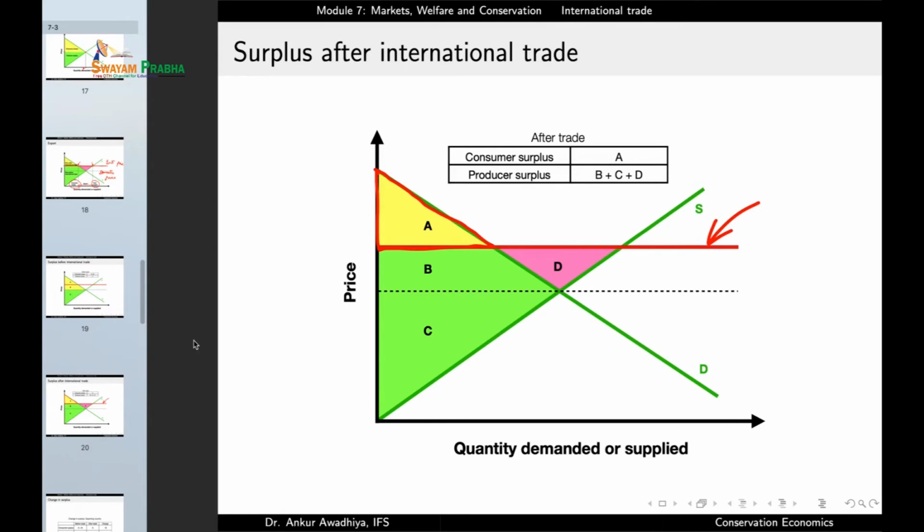Now, similarly, the producer surplus is the area between the supply curve and the price line. So, the new producer surplus will be given by this larger triangle. In this case, we can extend the supply curve till this point where it touches the price point, and so this big triangle is now the new producer surplus. So, producer surplus now is B, this portion, plus C, this triangle, plus D. This is the new producer surplus.